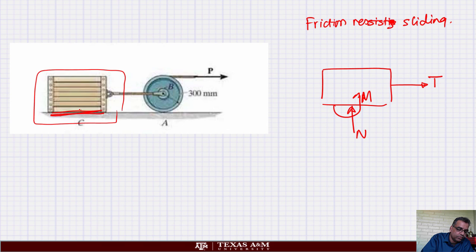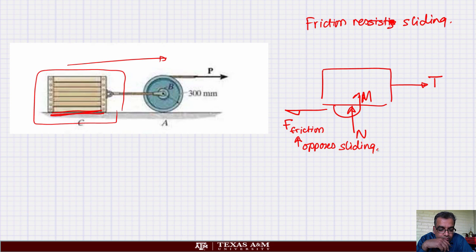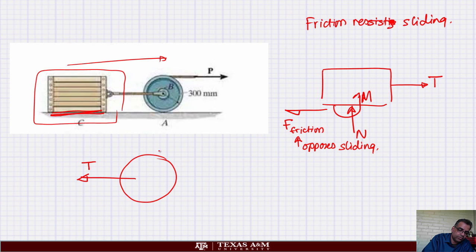So if there was no friction, is it obvious to you that it's going to slide that way? So the friction force is going to oppose that. This is F friction. How about for the wheel? Tension P. Now notice this is a powered wheel. For a powered wheel, it's not just this normal force. If it is an unpowered wheel, that's all.